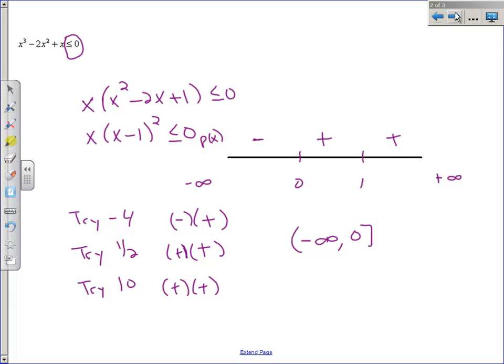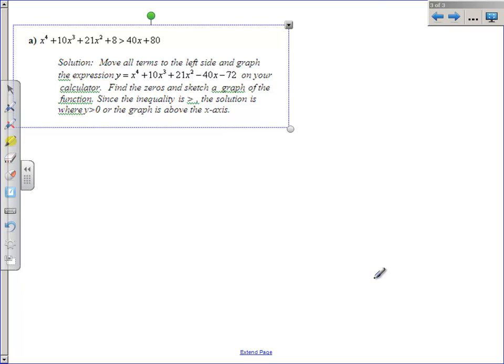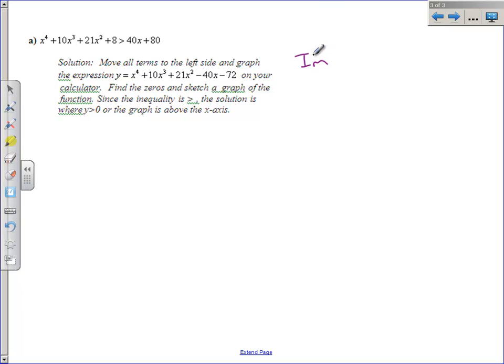Okay, and the last thing we're going to talk about is, what if it's this great big x to the 4th thingy, and you're like, I'm not factoring that, bro. Well, one thing you can do is move everything to the left side of the graph and then pull out your calculator. Of course, this won't help you if it's a non-calculator part, but it could be a calculator part. Find your zeros, and then you can sketch a graph of the function, and you can figure out where the graph, and this one is greater than 0, so you would figure out where it's above the x-axis.